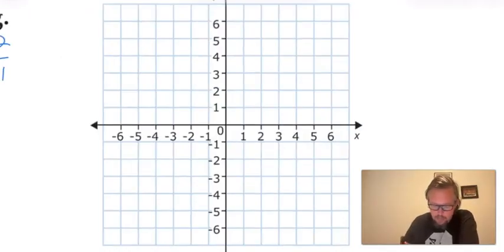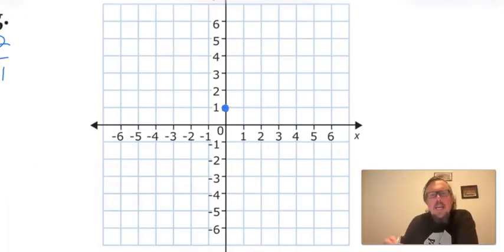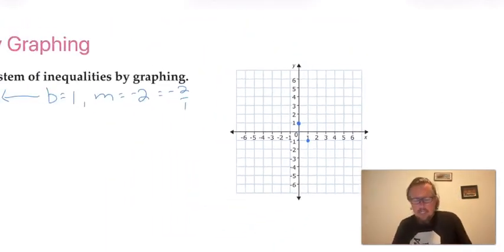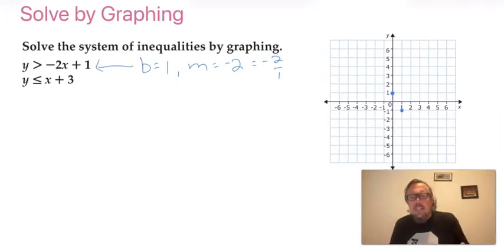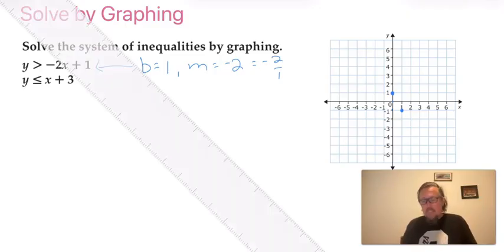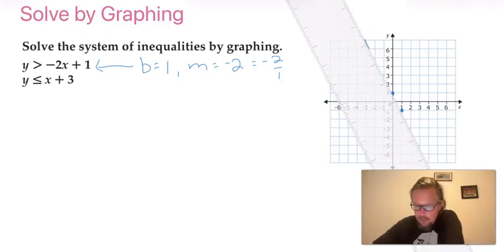So let's go to our graph here. I'm going to put my y-intercept at 1. And then a slope of negative 2 means down 2 and over 1. Now, when I connect these points to get my line, I need to ask myself, will I be connecting these with a dotted line or a dashed line, or will I be using a solid line? To answer that question, I look at the symbol. This is greater than, not greater than or equal to. If it's got the equal to line, it's solid. But because this is just a greater than line, I'm going to do a dashed or dotted line just like this.